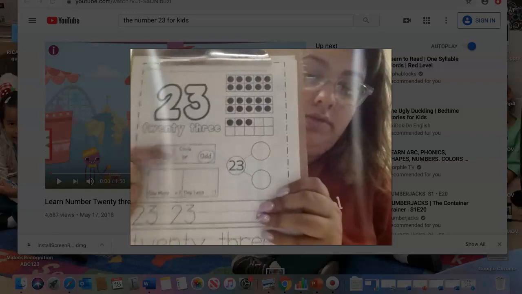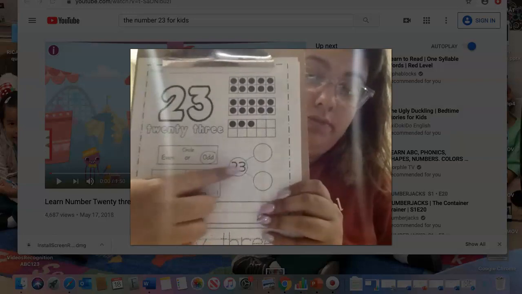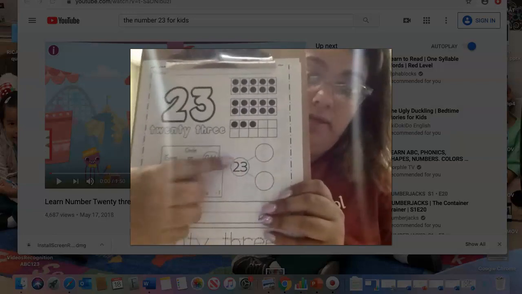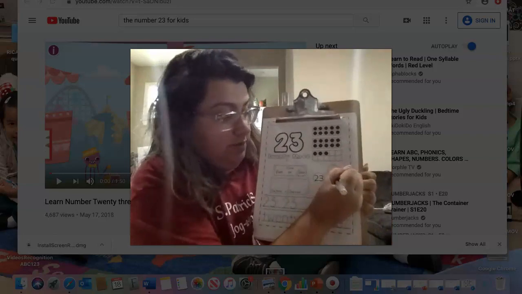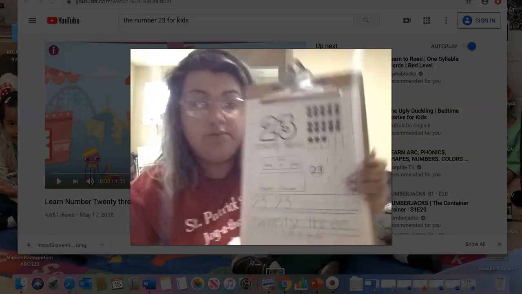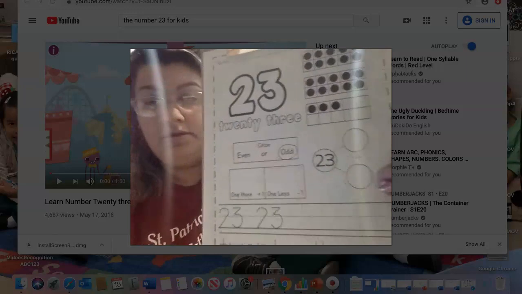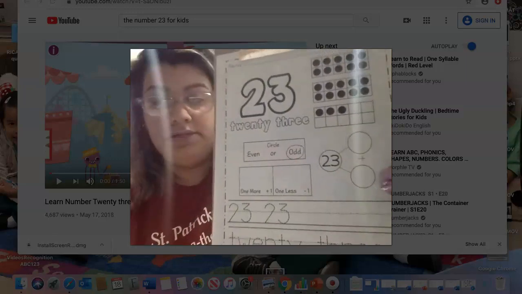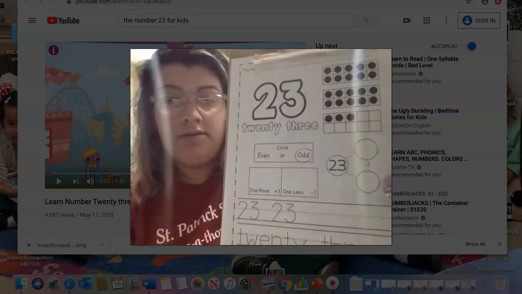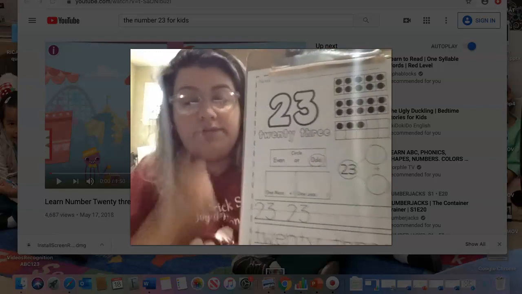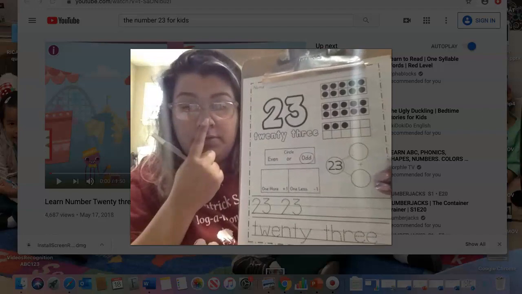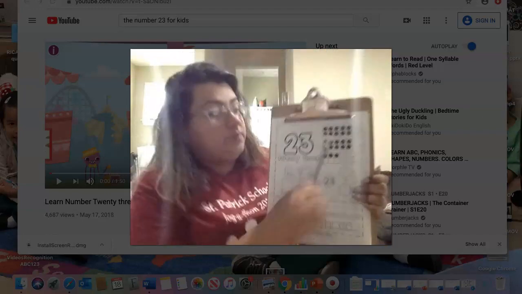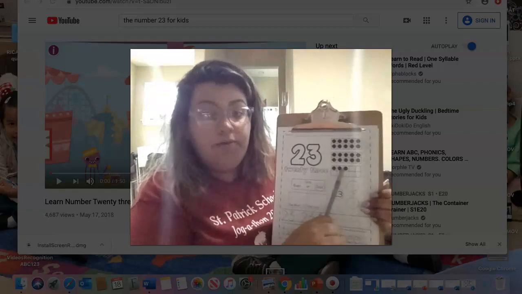Okay, so now we're going to go ahead and do our bubbles. So we have our 23 and then we have our 2 blank bubbles. So I need you to go ahead and put the plus sign in between the 2 blank ones. So your plus sign is there. Okay, I'm going to give you a second to do that. And then when you're done writing the plus sign, touch your nose, so I know that you're ready. Okay, perfect.